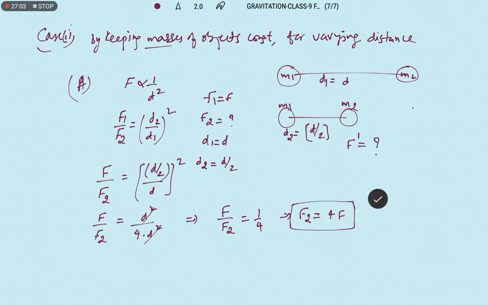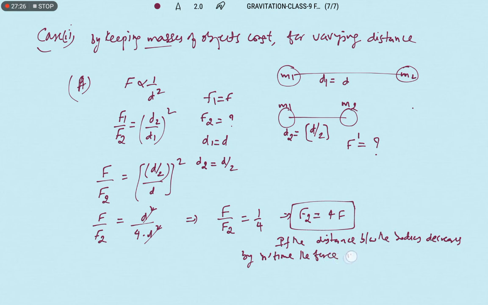That means we can say simply, if the distance between the bodies decreases by n times, the force increases by how many times? n square times of the initial. So if you remember this point, you can do the problems easily.